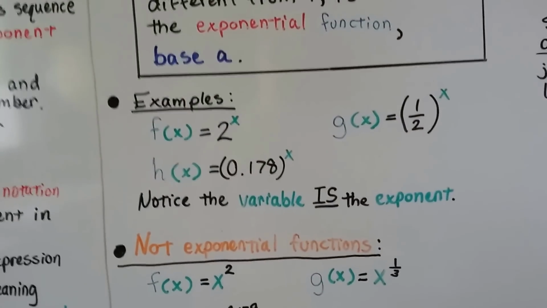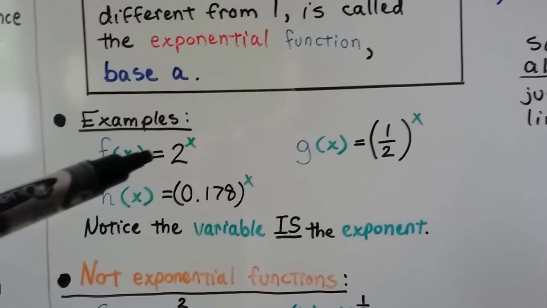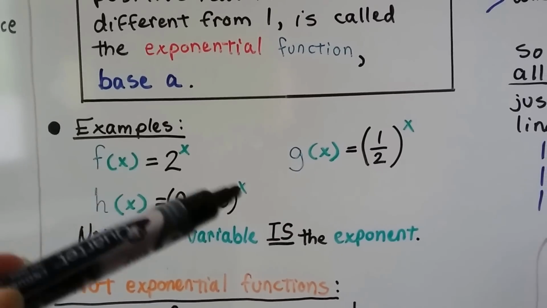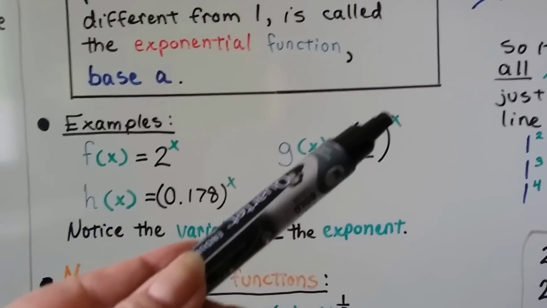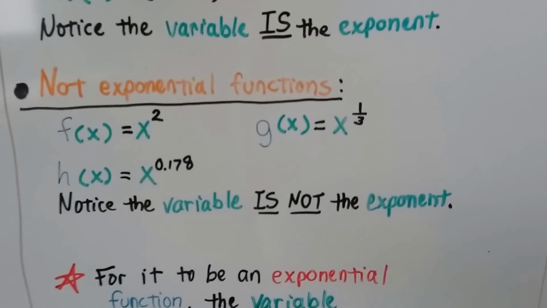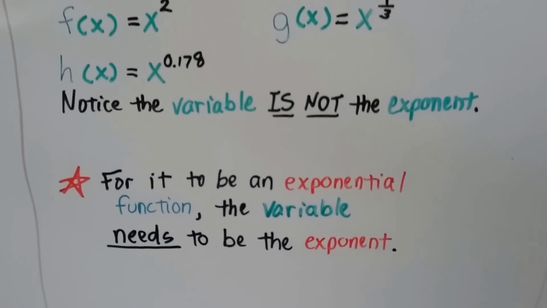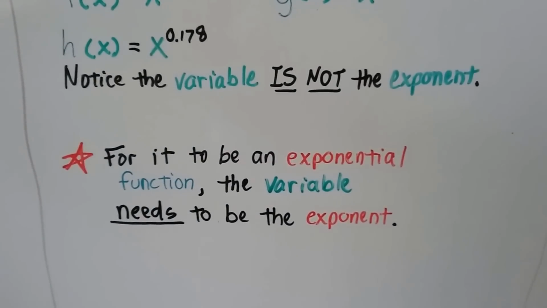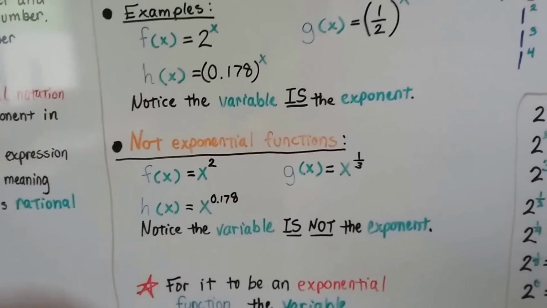So here are some examples. And notice that the variable is the exponent. In every single one of these functions, it's an exponential function because the variable is the exponent. See that? And these are not exponential functions. The variable is not the exponent. So for it to be an exponential function, the variable needs to be the exponent, like here, okay?